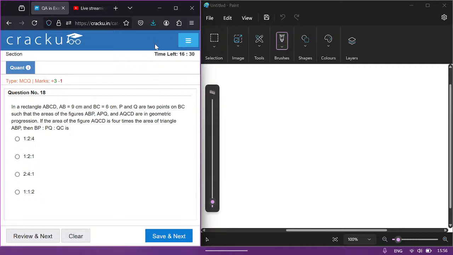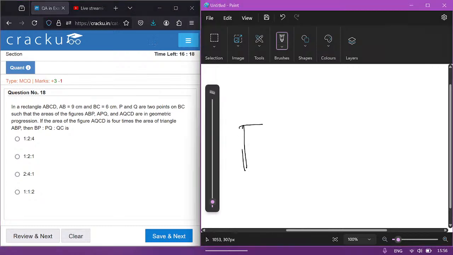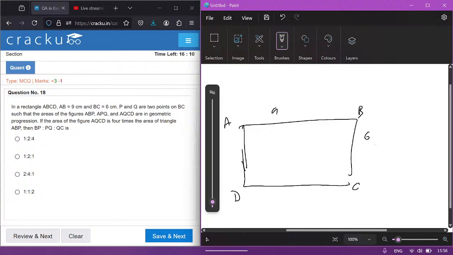In a triangle, P and Q are 2 points. Section ABCD. This is A. This is B. This is C. This is D. This is 9. This is 6. P, Q, P and Q. So the area is an area of ABP. I'll take this as A, so it simplifies.